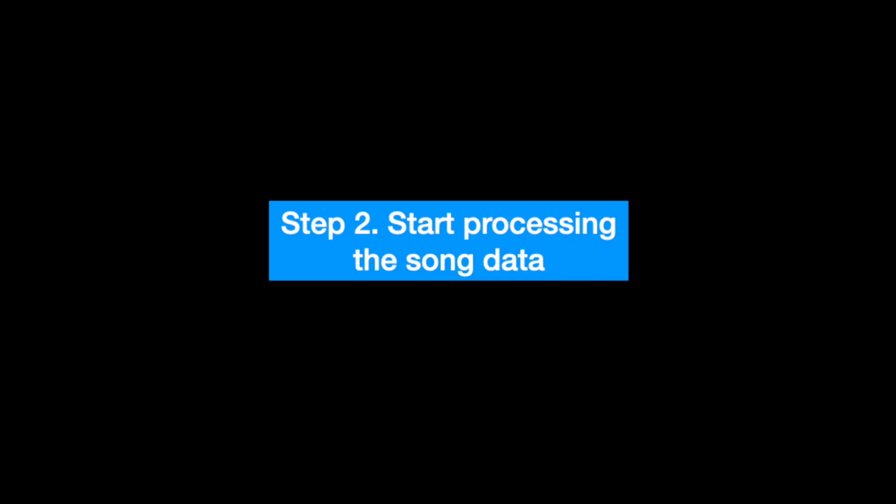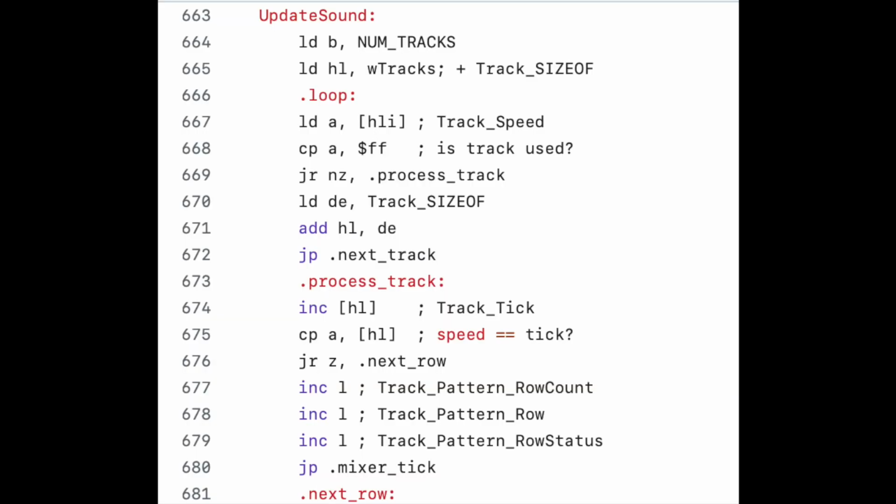Step 2. Start processing the song data. Next, I started implementing the sequencer part of the sound engine, reading and decoding order data and pattern data. I focused on processing just the first track, since all tracks have the same layout and capabilities. Once the first track works, the others should work too.